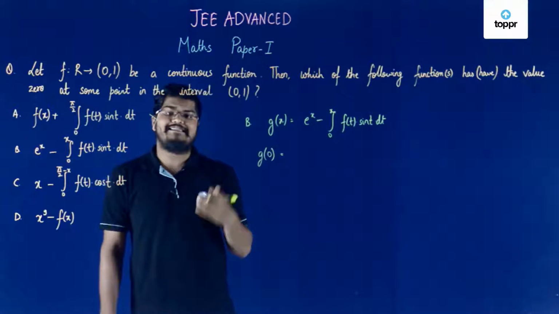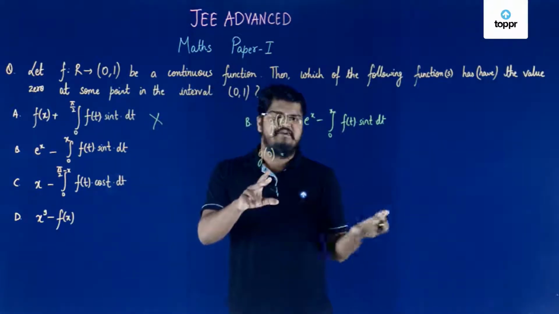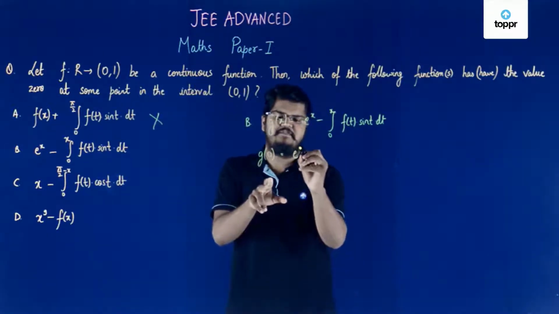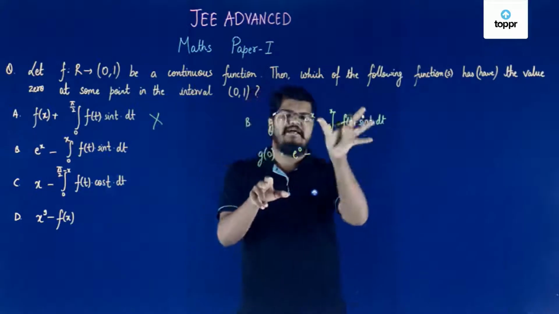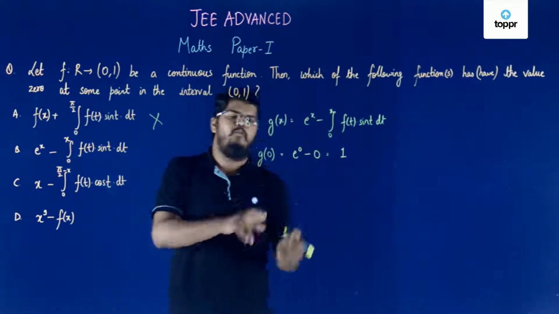In that case, the value this g of 0 will attain will be e raised to the power 0 minus the integral, which becomes 0, and so it will be equal to 1.